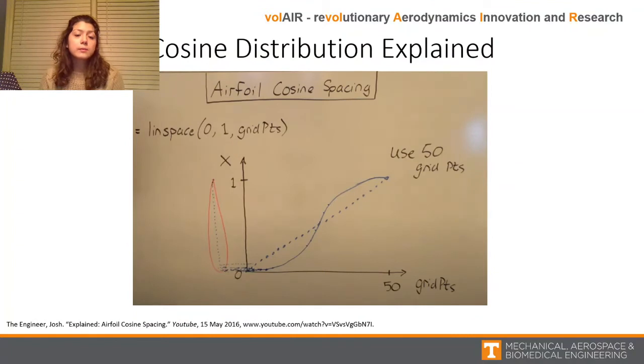Now we apply the double cosine distribution to the class-shape function of the airfoil. What is the cosine distribution? Well, this image really helped me understand it. Basically, what we're trying to get from this method is more clumped points on the trailing edge and the leading edge. Alongside doing this, we get more spaced out points in the center as well.